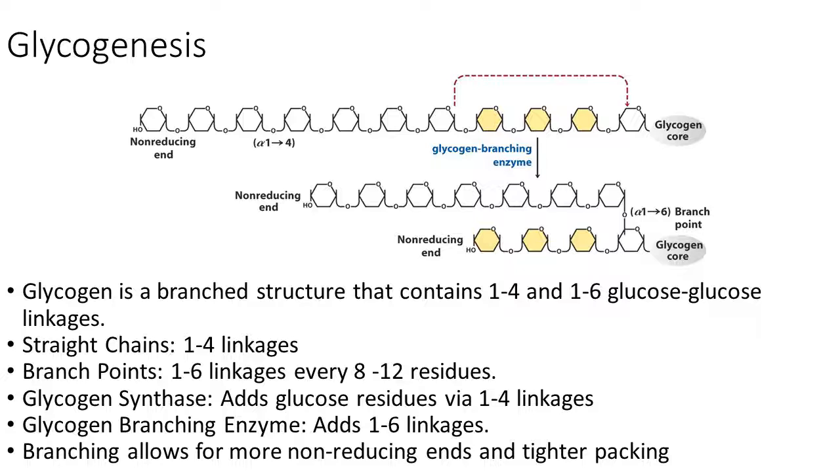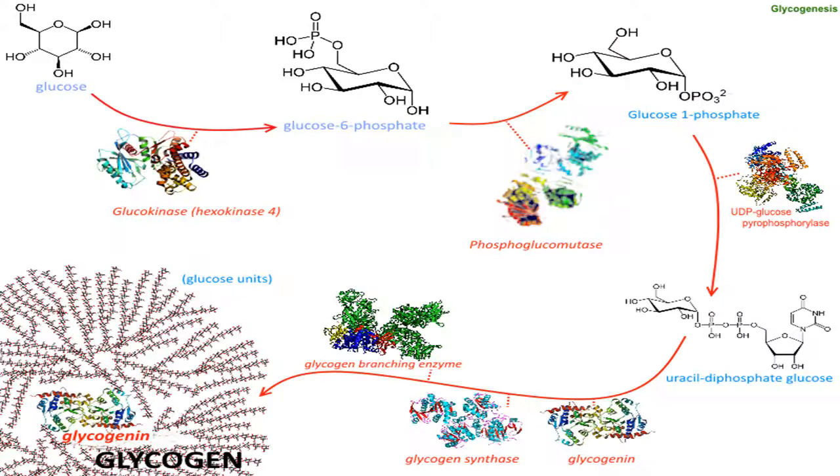And as mentioned, glycogen is a highly branched polymer and it comprises straight 1,4 linkage chains and 1,6 branch points at every 8 to 12 glucose residues. This is because branching allows better and tighter packing. Glycogen synthase adds 1,4 linkages, while glycogen branching enzyme adds 1,6 linkages.